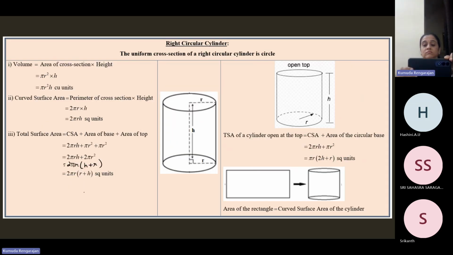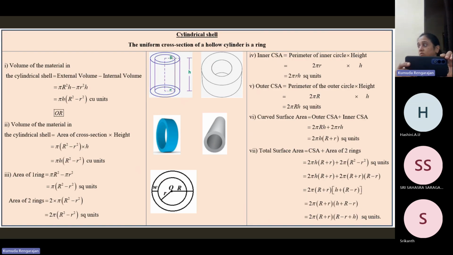See, they have given the total surface area and the surface area of a cube and cuboid. That's only 4πrh. So let me check next year. No, it's a part of it, son. Next year you will not learn cylinder. You will learn only cone, sphere, and hemisphere.